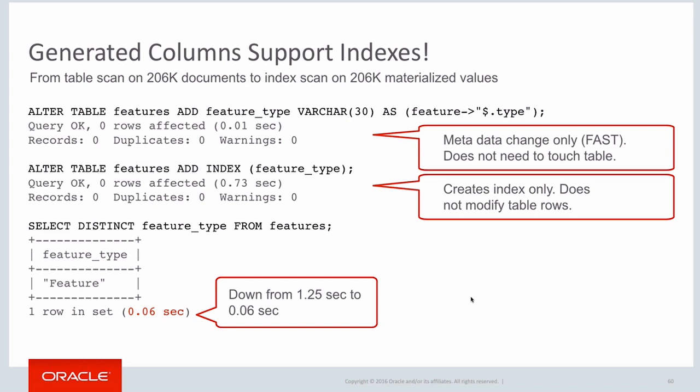So basically, I'm creating an index, and in the index, I'm storing the data, and I'm pulling the data from the JSON field of type inside my JSON document. Then when I do a query, you can see I went from 1.25 seconds down to 0.06 seconds now, because it's using the index to find the data.